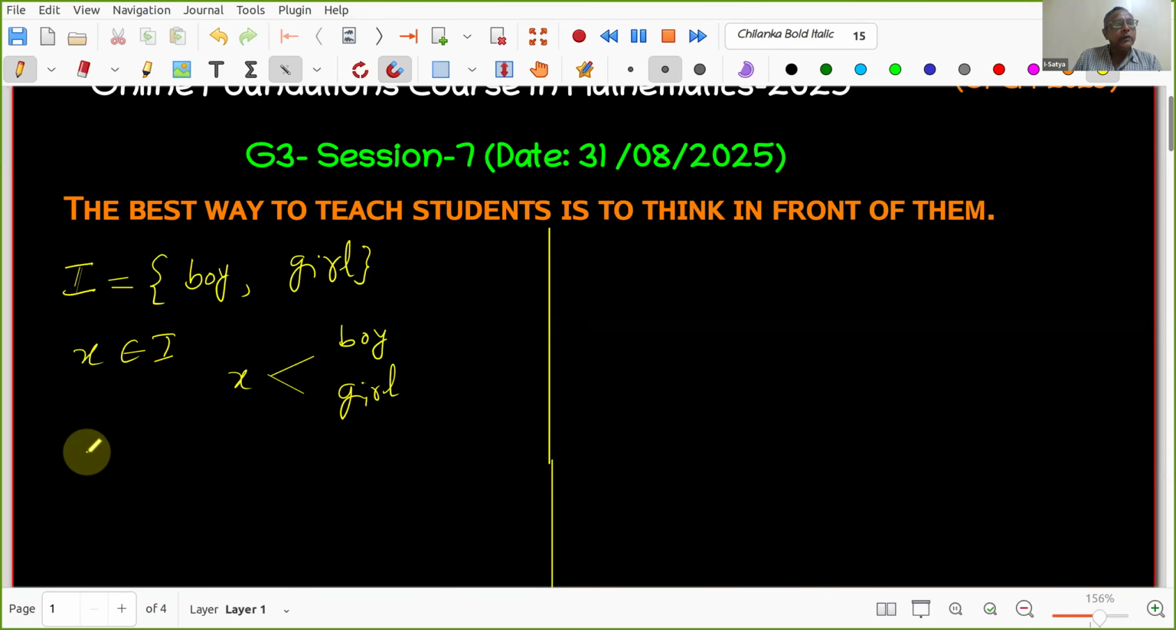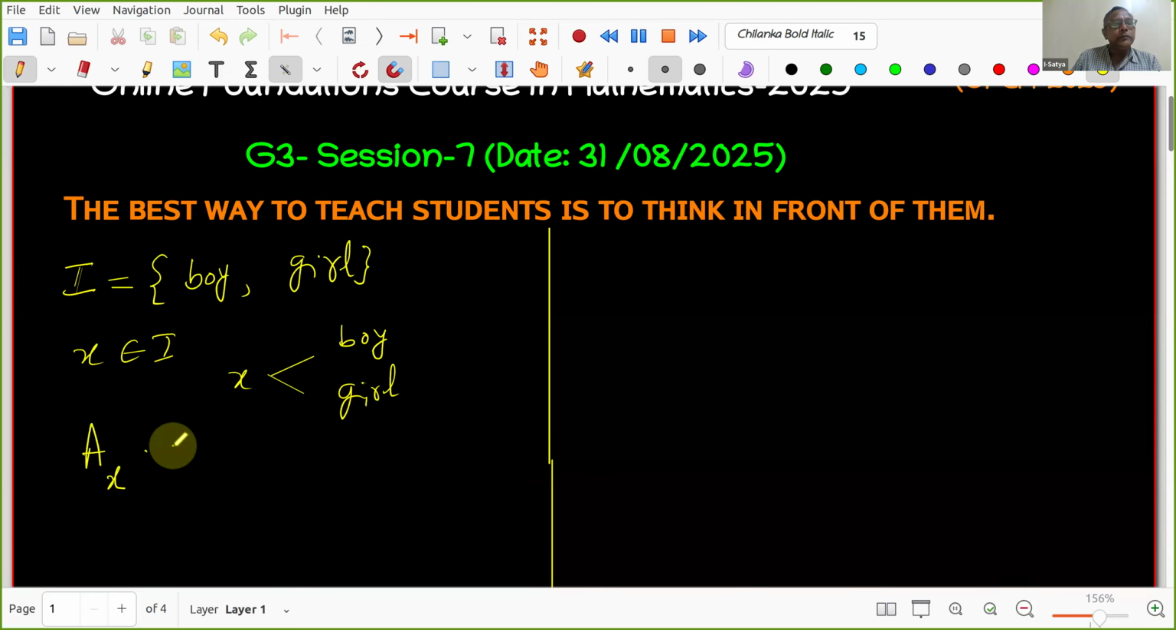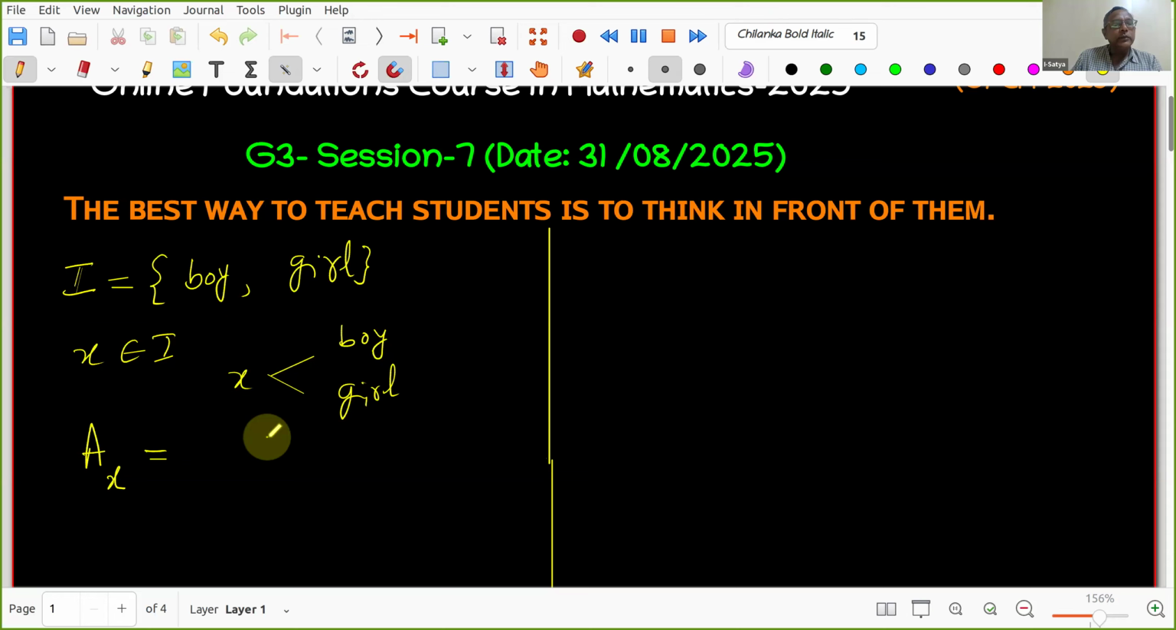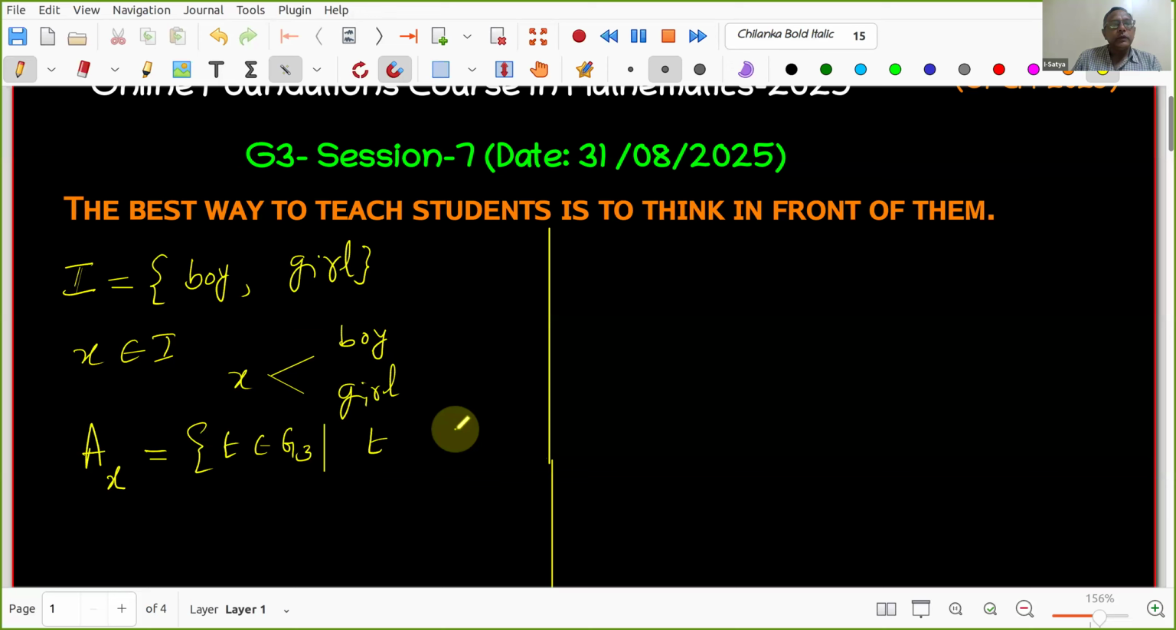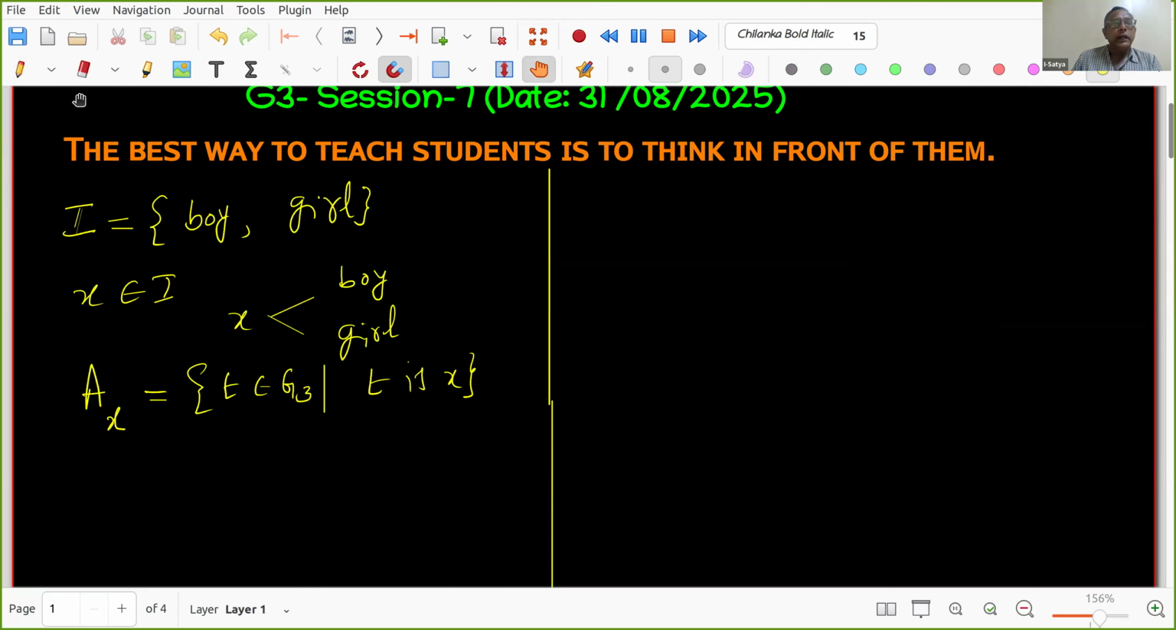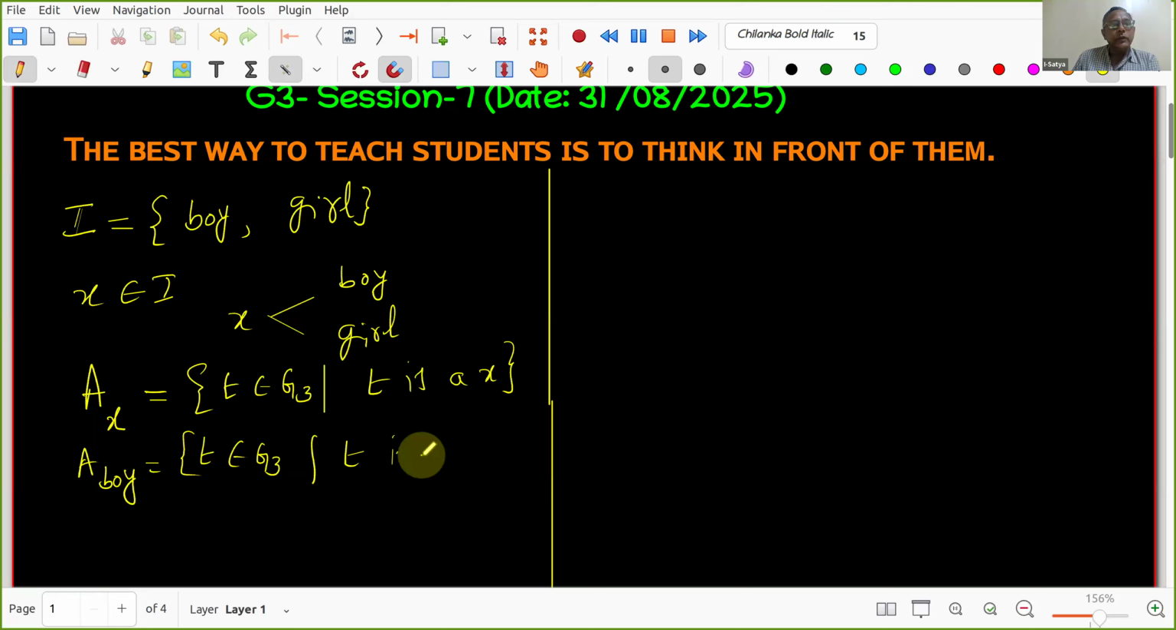Now I'm constructing a set, A_x, which is defined like this: t belongs to G3 such that t is x. If x is a boy, then t is a boy. So I'll write t is x; t is a boy, t is a girl. What is A_boy? A_boy is equal to the set of t belonging to G3 such that t is a boy.